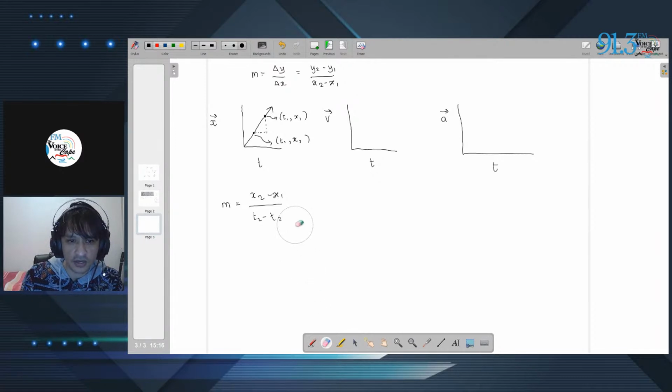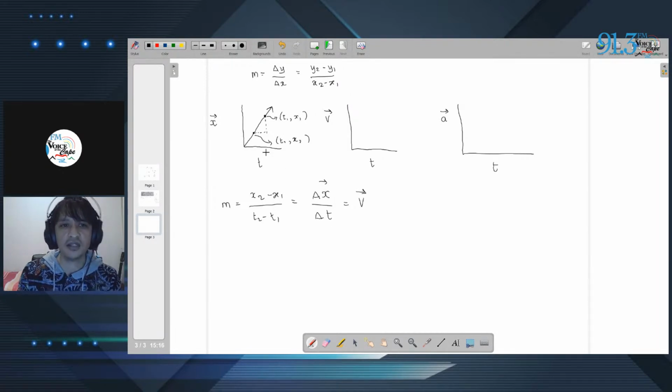Now, look at this. This is quite interesting. Look at what we get. We actually get delta x over delta t. This form should look familiar to you. This is actually velocity. So here's the thing to note. If we're finding the gradient of a position time graph, we're solving for velocity. If we're finding the gradient of a velocity time graph, we are finding something called acceleration. And there's nothing for the gradient of an acceleration time graph.